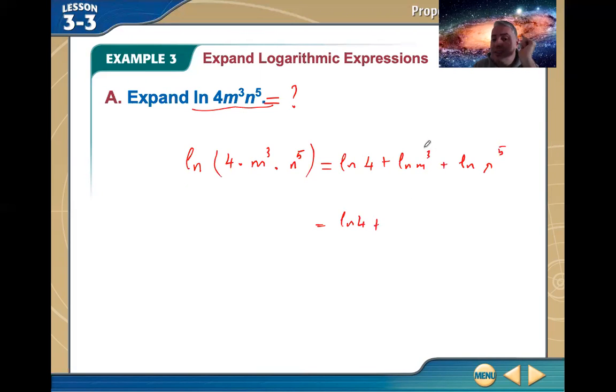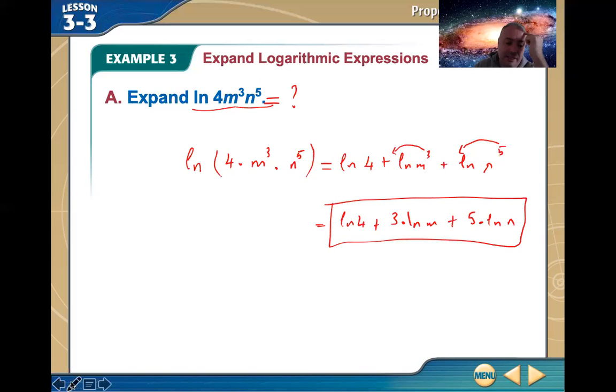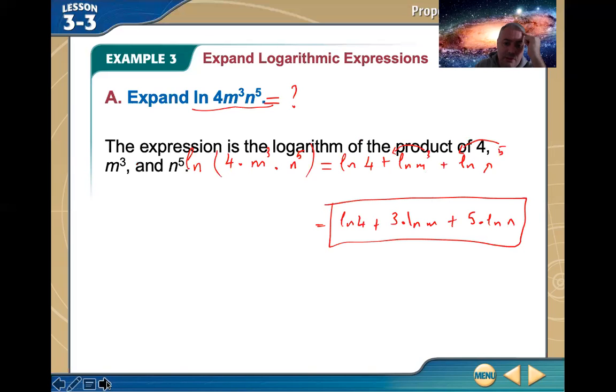m cubed, since this is the power, take the power in front. Since this is the power 5, take the power in front. That's it. This is the final result. Let us see the solution. How is it given in the book?